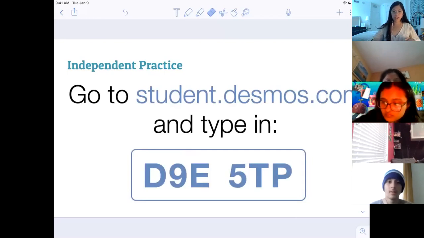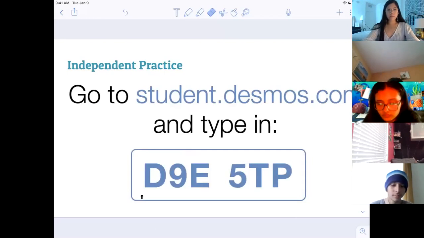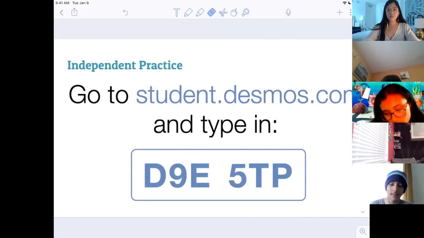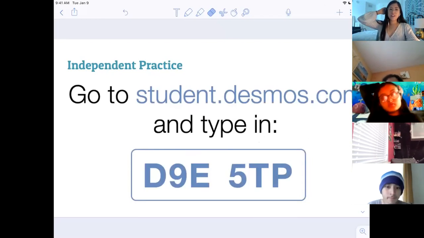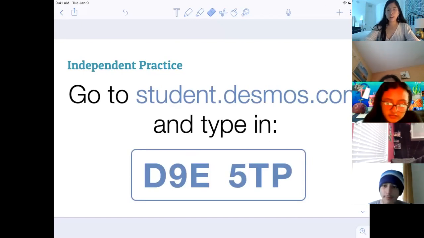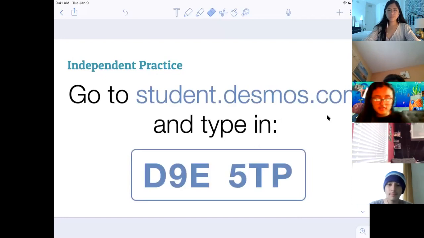Now go to student.desmos.com. Use a different tab, and put this code in when you get there. Miss, can I do it on my phone? Because when I do it on my computer, it gets super slow. Unfortunately, it's not going to work well on your phone because you have to move things around, and that only works on the computer. If it's going slow, that's okay.